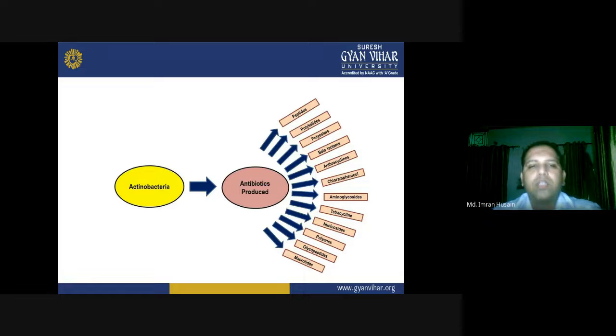Here you can see the actinobacteria that are being used to produce different types of antibiotics like macrolides, glycopeptides, polyene nucleosides, tetracycline, aminoglycosides, chloramphenicol, anthracyclines, beta-lactams, polyesters, polyketides, and peptides.